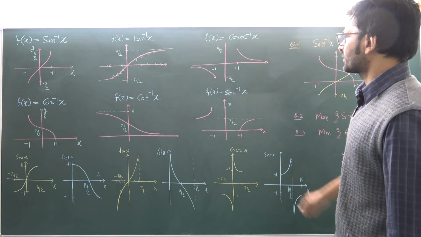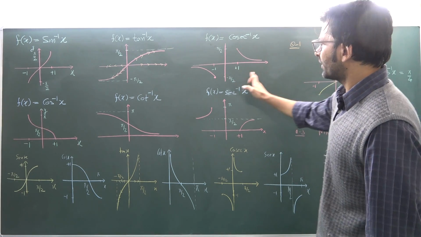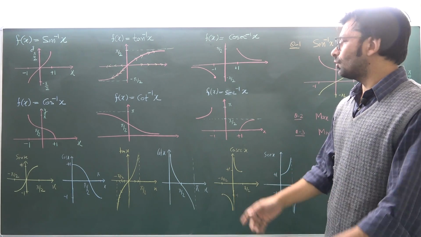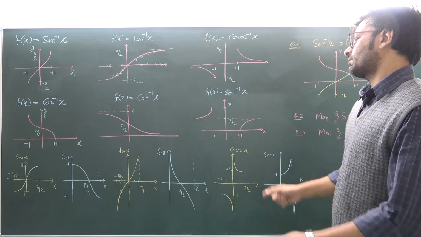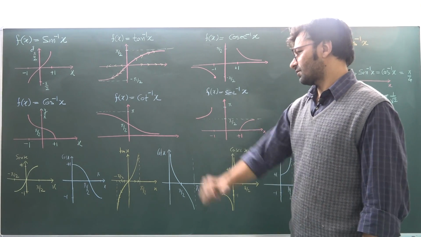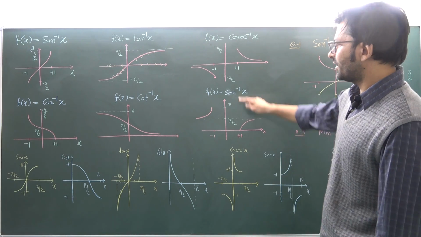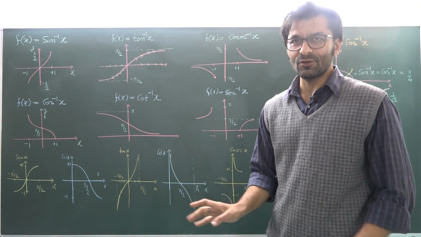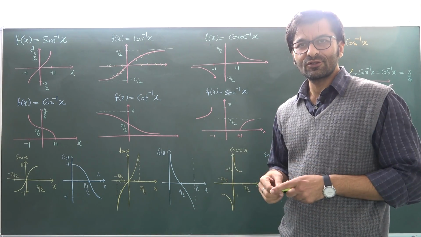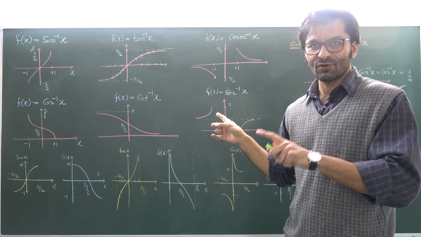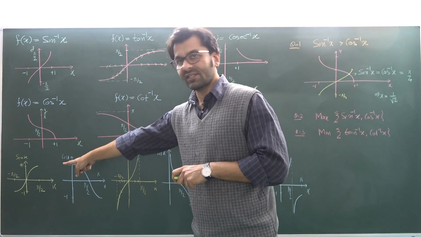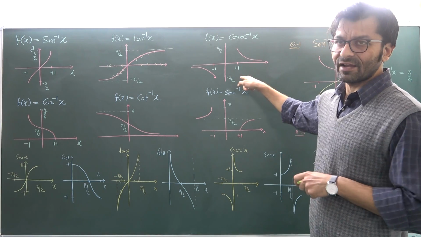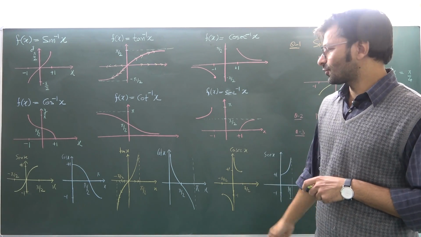Cosec inverse x, domain is 1 to infinity and minus infinity to minus 1, except minus 1 to 1. This is again domain 1 to plus infinity and minus infinity to minus 1. This range is minus π by 2 to π by 2, except 0. Why 0? Because at x equals 0, cosec x will not be defined, because sin x is 0 at x equals 0. So we are not getting the y coordinate here, like y equals 0 is excluded.